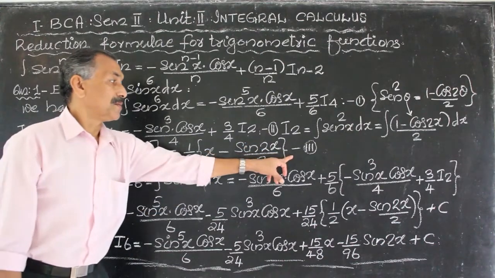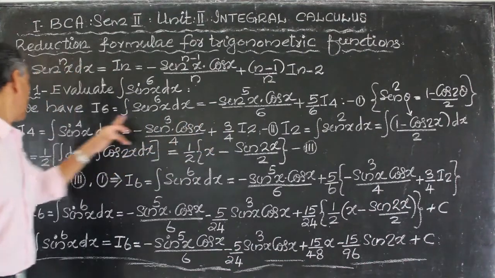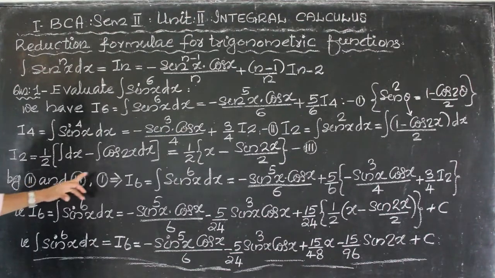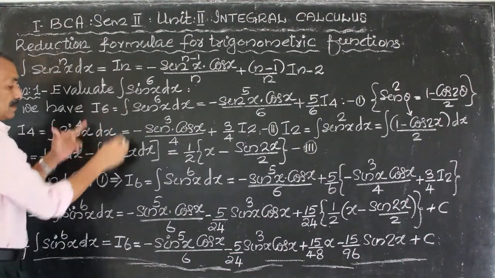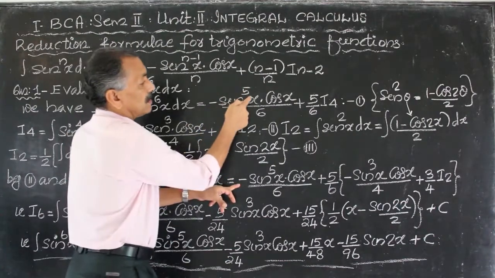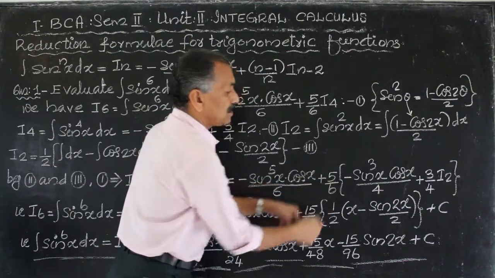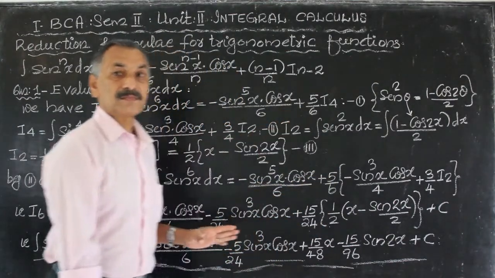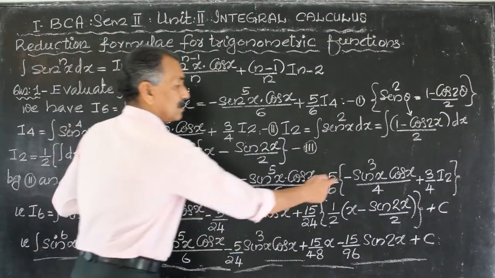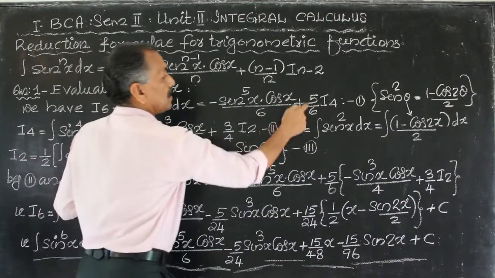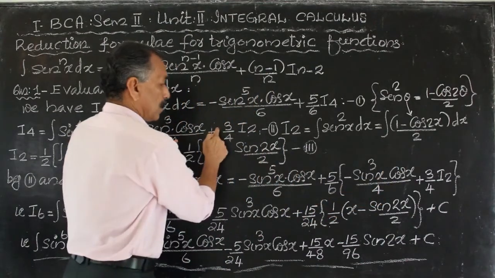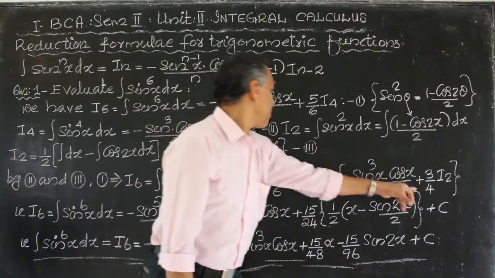Now the other one, I 4 integral, sorry, I 4. Let's substitute here. Therefore, 2 and 3 give result 1. I 6, the integral of sine raised to 6x dx, is equal to minus sine raised to 5x into cos x by 6 plus 5 by 6 into I 4. What is I 4? I 4 is equal to this value. Substituting the value of I 4 in 5 by 6 into I 4, I 4 is equal to minus sin cubed x into cos x by 4 plus 3 by 4 into I 2.